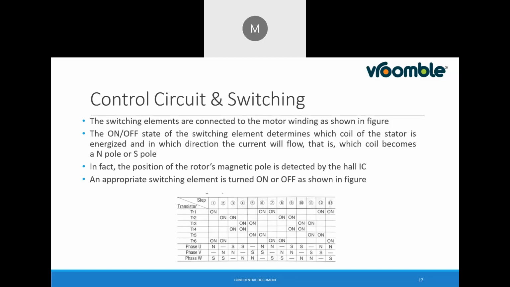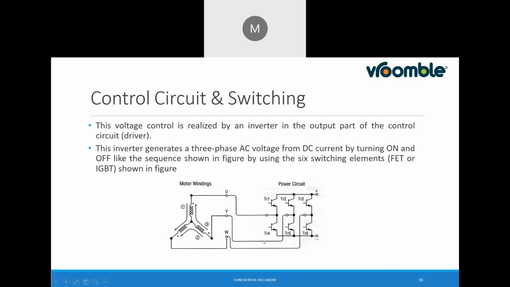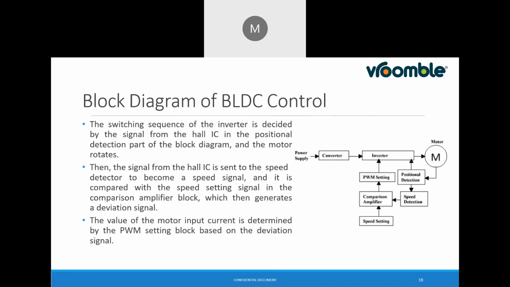And the switching will be done accordingly, and we already know the formula for identifying the RPM, that is 120 F by P, right? So the frequency and RPM can be determined through that formula.